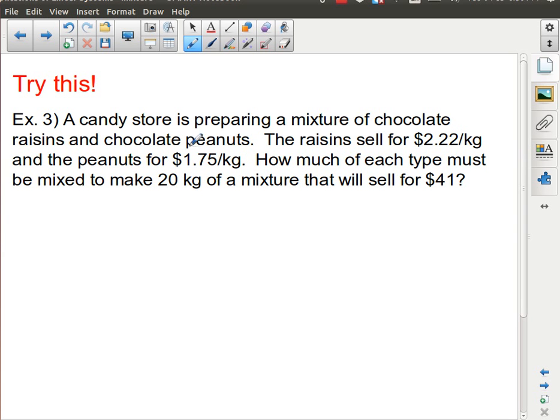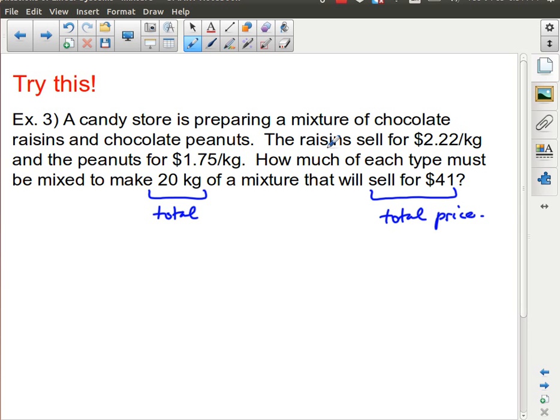Okay, for this one, a candy store is preparing a mixture of chocolate raisins and chocolate peanuts. The raisins sell for $2.22 per kilogram, and the peanuts sell for $1.75 per kilogram. How much of each type must be mixed to make 20 kilograms, that's my total, of a mixture that will sell for, and this is not per kilogram, this is my total price.